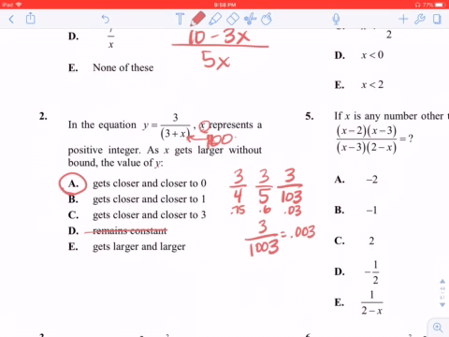And it's not going to stay the same. It's not going to get larger and larger. It's not getting closer to 1, not getting closer to 3. If you wanted to graph this on your calculator, you would also see something that looks kind of like this, and you would see that it's getting closer and closer to 0. No matter what, it's always going to get closer. So we see that it's A.